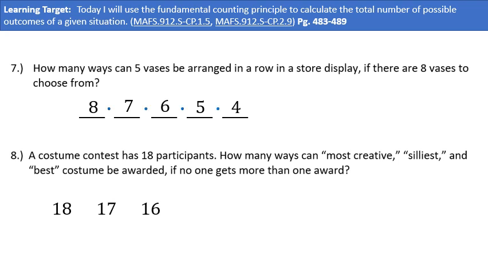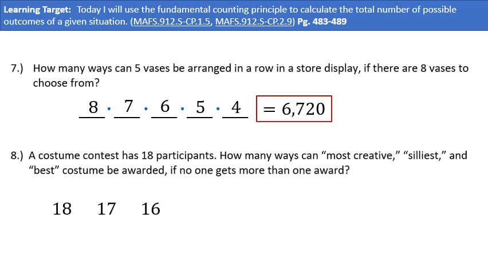Multiply those things together. Grab your calculator. And there you go. 6,720 different ways to arrange 8 vases in a store display that only holds 5 vases.